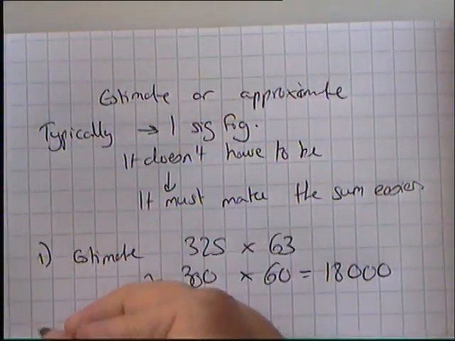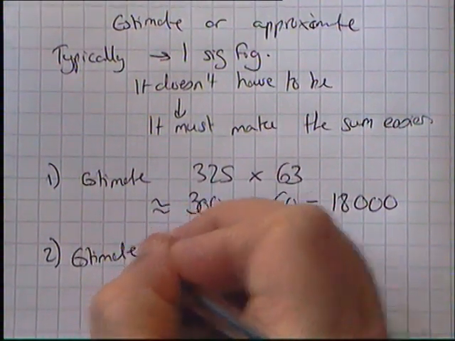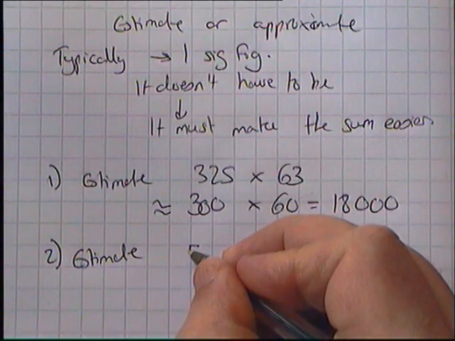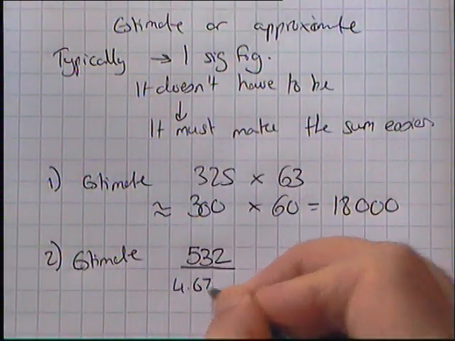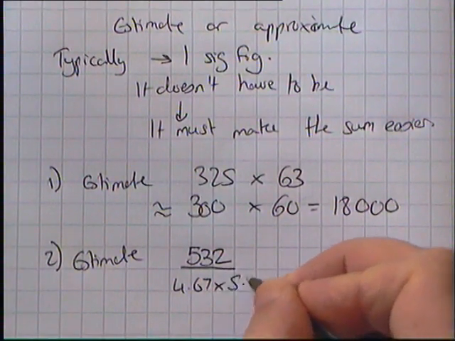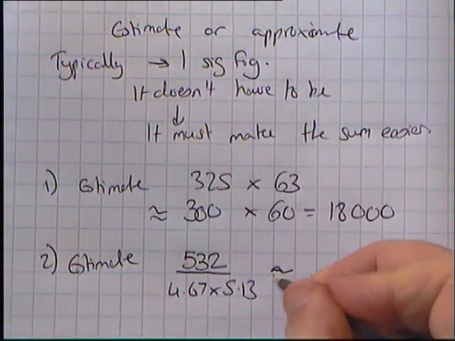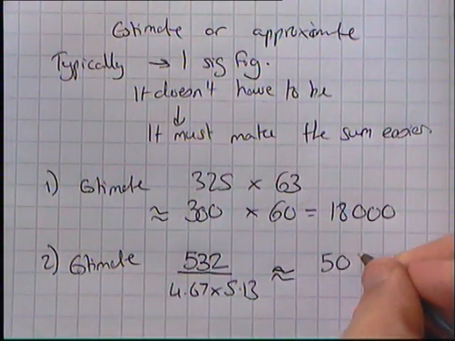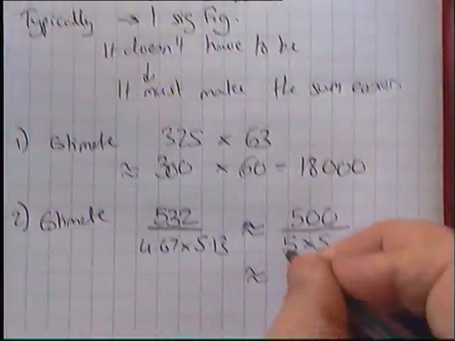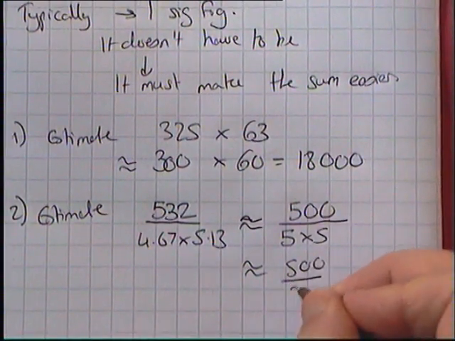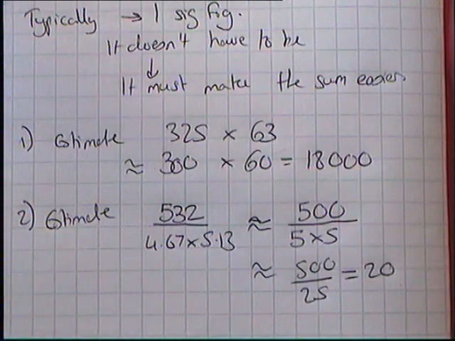Question 2. Again, an estimate. Estimate 532 divided by 4.67 times 5.13. So as I estimate that, curly equal sign, that's about 500 divided by approximately 5 times 5, which is approximately 500 divided by 25, which is 20. Roundabout.